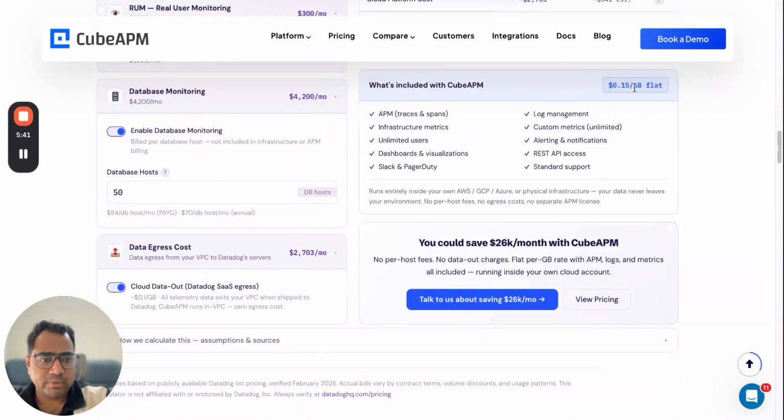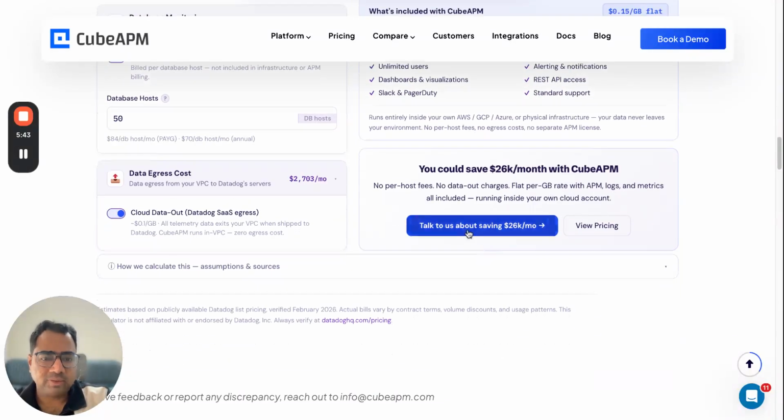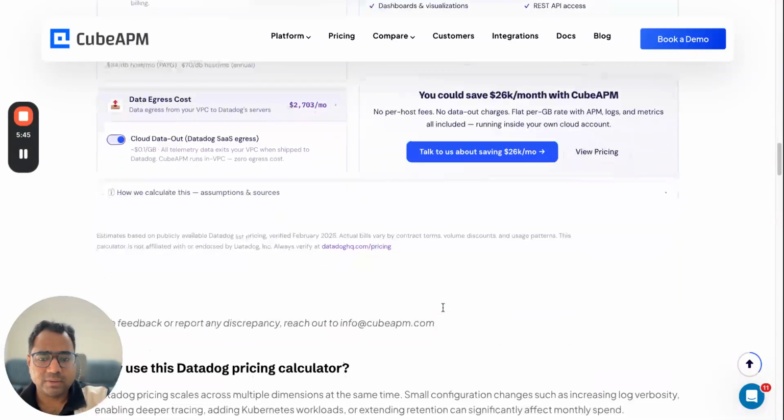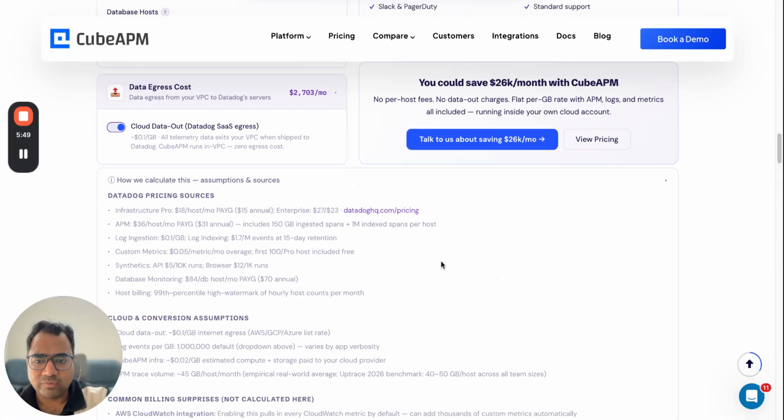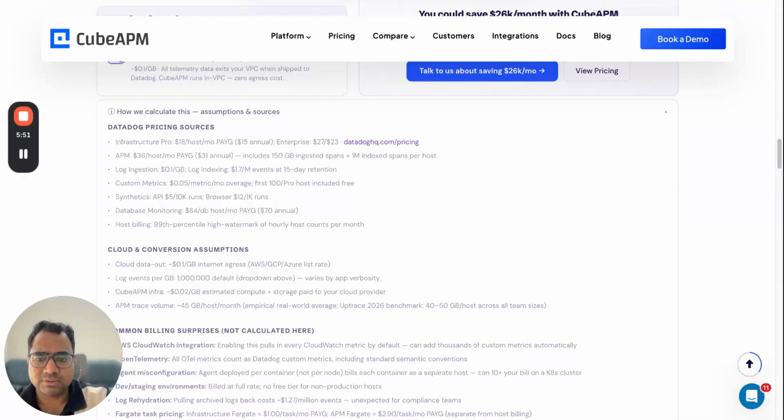And what's included with CubeAPM, the pricing, and then you can book a meeting. So this is the prima facie view, and we have also given a lot of disclosures on how we calculate this, what our assumptions are, and what the sources are.